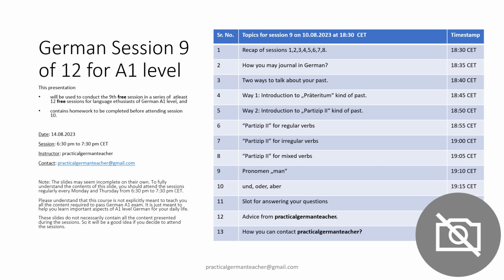You have already seen the slide. I had sent it to you in the WhatsApp group. What you see here is the agenda for our 9th free session for German A1 level, of course, for daily life. Please pause if you want to have a look at it.